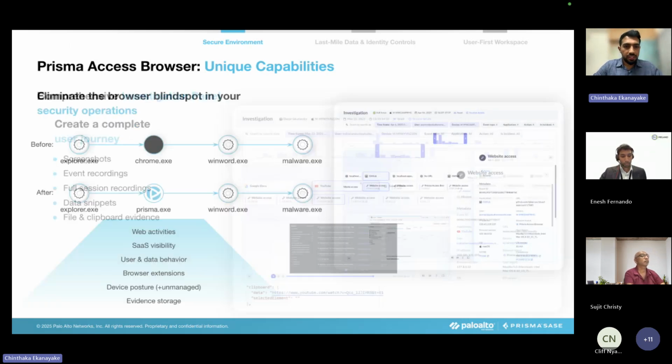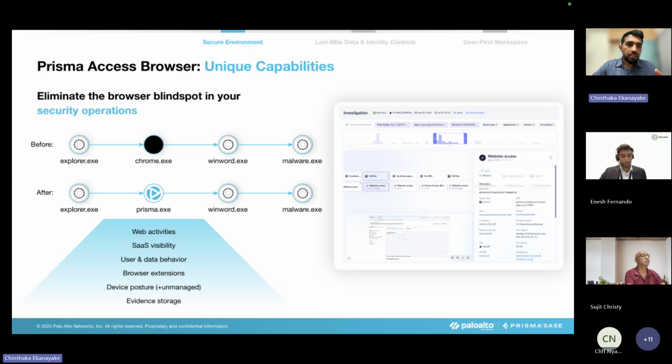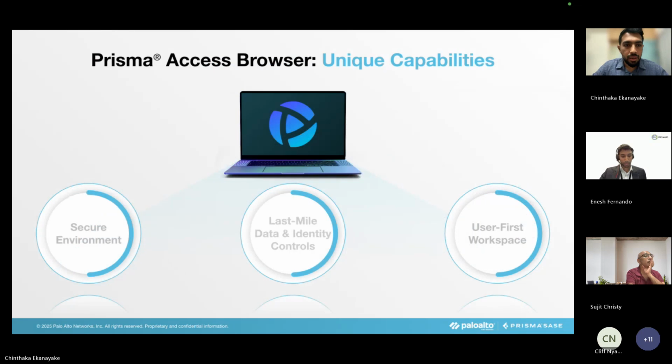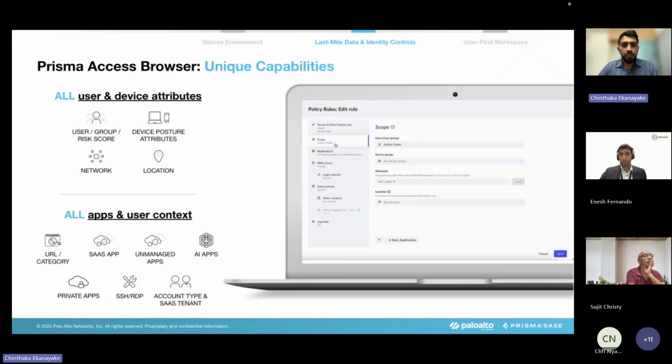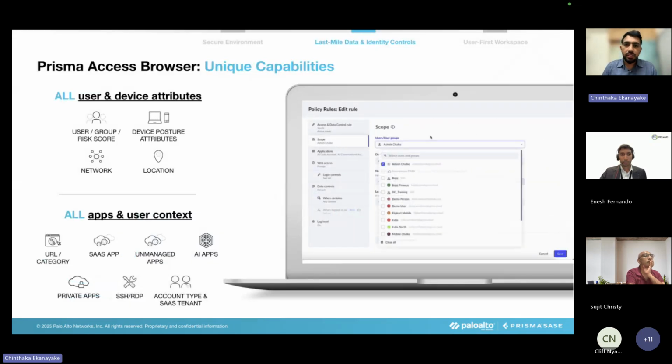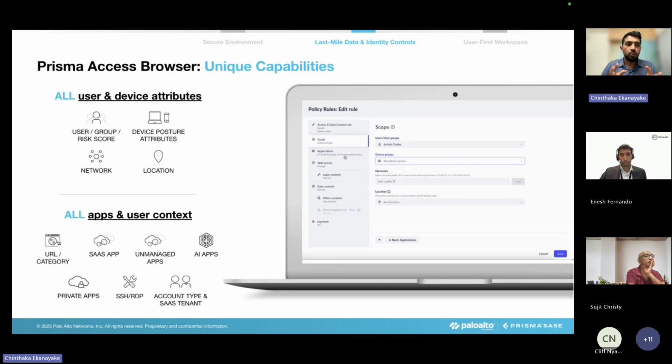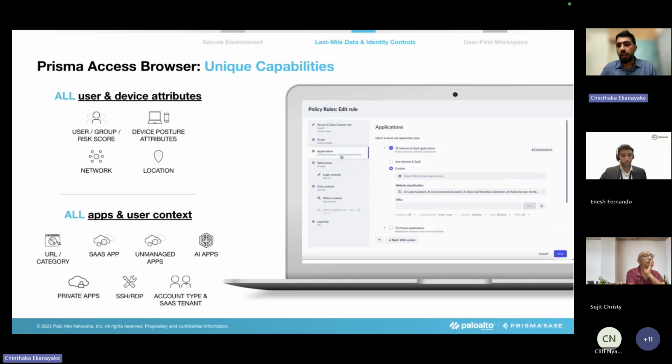Now, putting these things together, previously on the Chrome browser, you would not have that visibility in terms of what activity is done by the user. But with Prisma Access Browser, you will have all that visibility around what happened on the browser in that session, right? Now I'll come to the last mile control. When you're defining a policy, I mentioned that you can define least privilege permissions. So we will understand who the users are. We can look at the device posture.